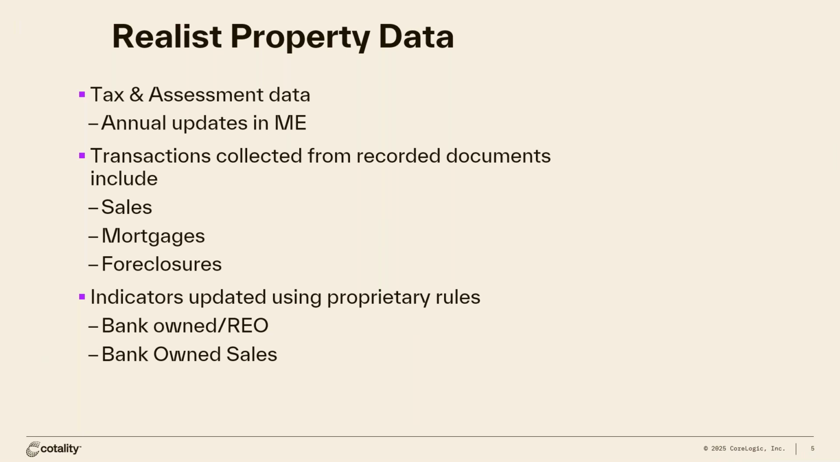So I'll show you how to check how recent the data is when it comes to sales, mortgages, and foreclosures inside Realist itself. We can even show you, using some indicators, using some of our rules, when properties are currently owned by a bank or a REO, real estate owned, or when properties have been sold by one of those entities to a third party, because a lot of times hand in hand with foreclosures, those are what we call distressed sales, and you'll be able to find those if you need to as well.